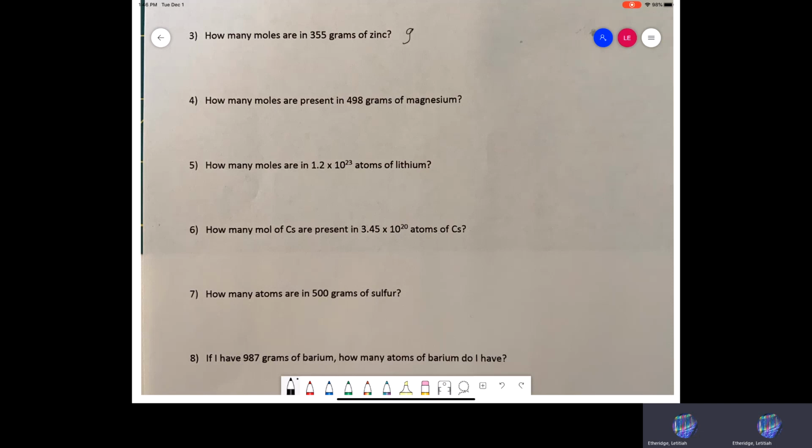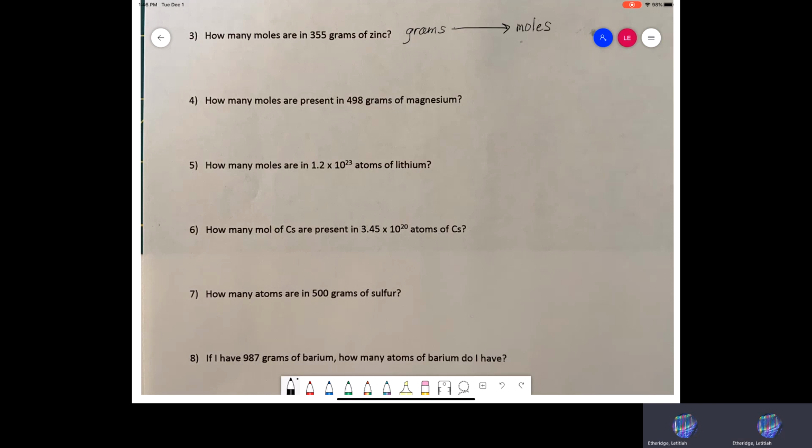So you know that you are starting with grams, right? So you have grams of zinc. That's what you're starting with. And it looks like in the problem, you're trying to get to moles. Okay, so that's how I always start every single problem.